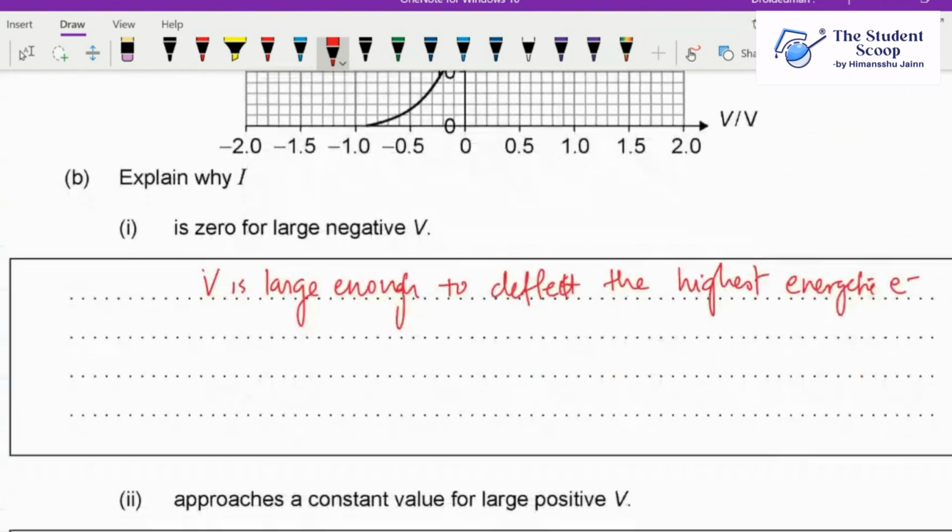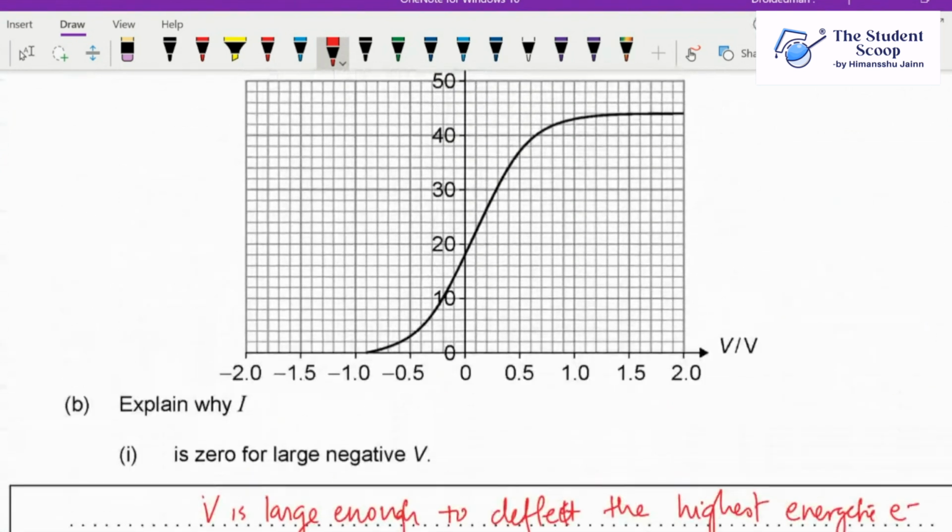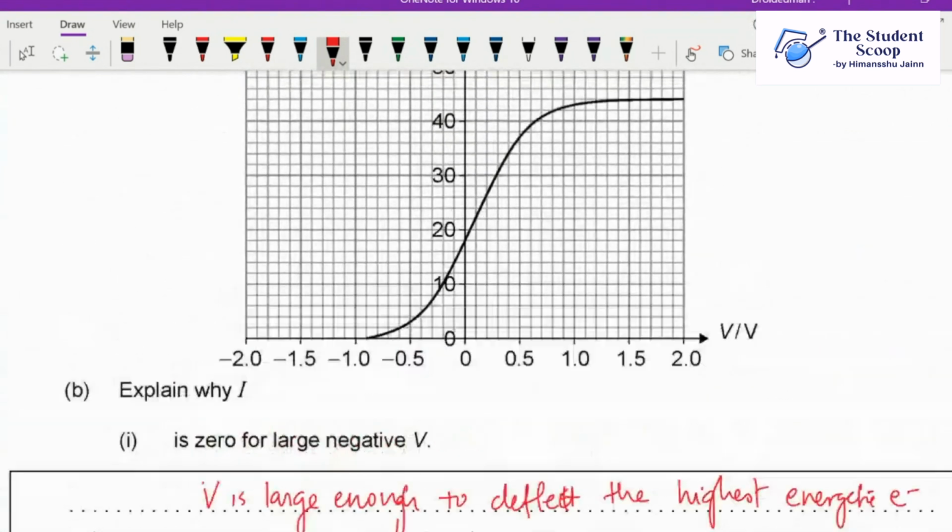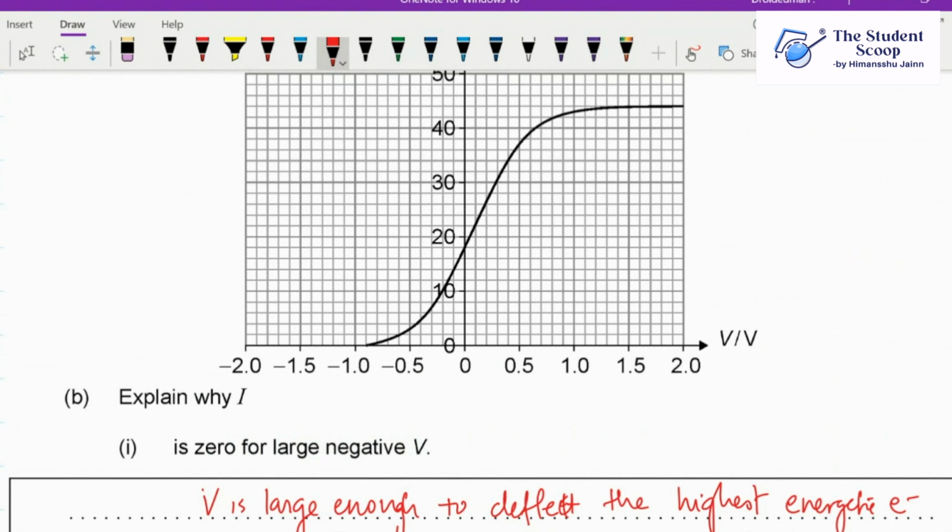Now the current approaches a constant value after that point, which will be a saturation, because there is a limit on how many electrons can be ejected from a metal surface. After a certain point, an equilibrium is attained, and the electrons that are incoming are the only electrons which are given through the conductors.